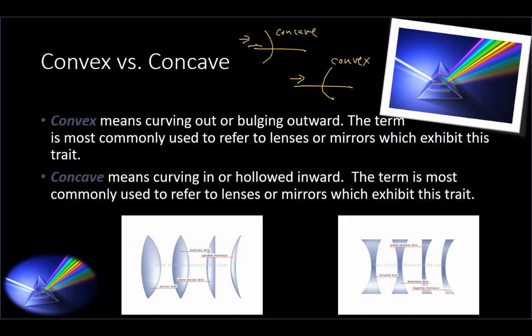Again, you can have an example like this right here. This is planar convex versus a double convex. This is a double concave versus a planar concave. So there are different types of lenses that we can use. For most of what we're going to be doing in this course, we will use the double convex and the double concave. Okay. All right.